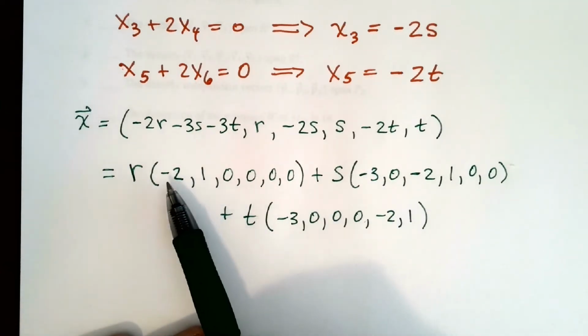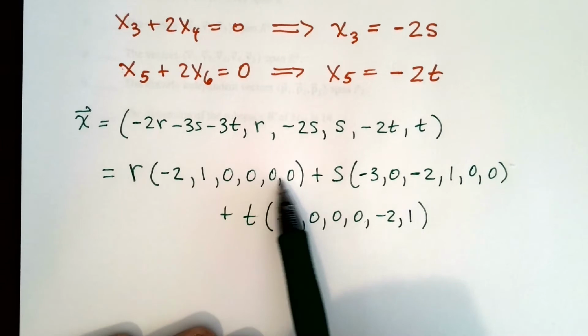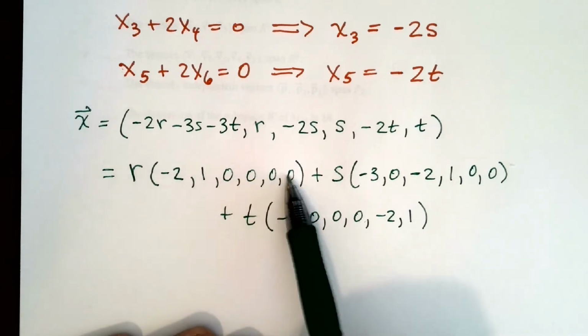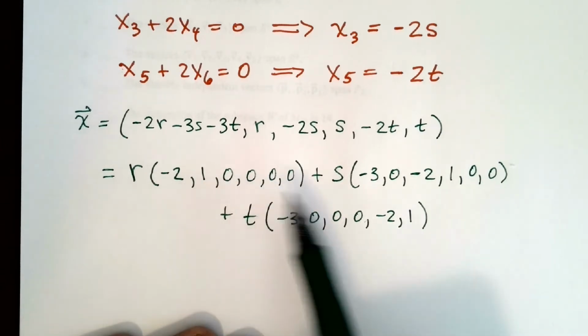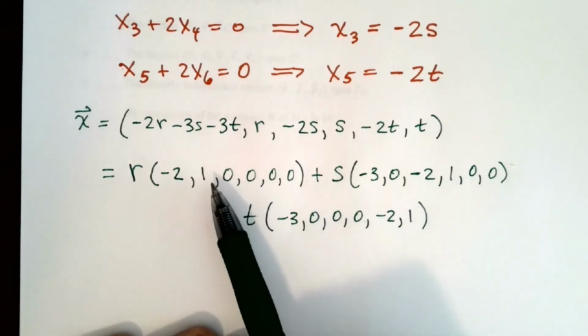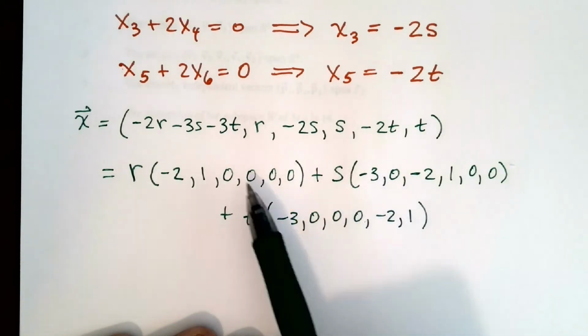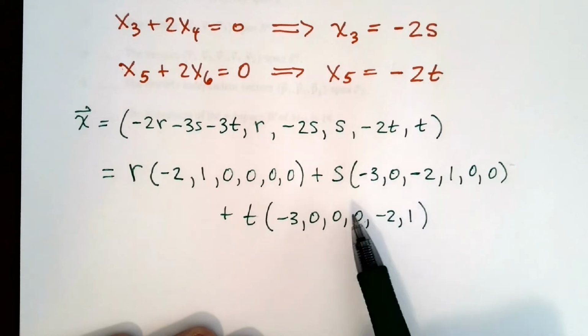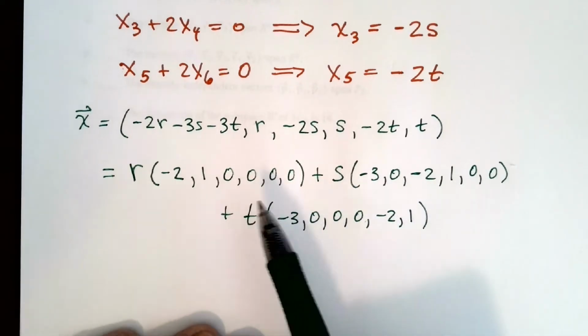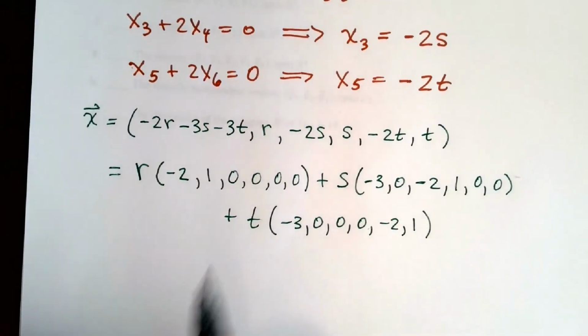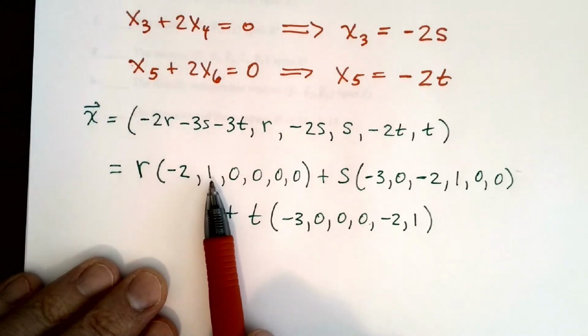So let's talk about it. This first vector here, this -2, 1, 0, 0, 0, 0, cannot be written as a linear combination of the other two. Do you see why? Let me point out the culprit to you. Take a look at that right there. Look at that 1 in the second coordinate, the second position there.